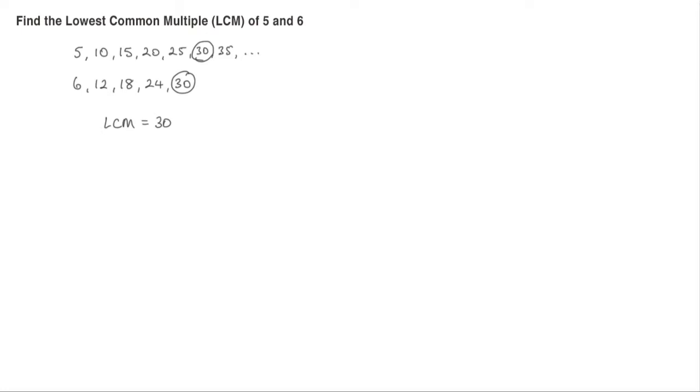Now this method works when we have small values, but when we have larger values, things can get a little bit tricky using this multiple method. So another method we can use is to actually use prime factor trees. So in this example here, we have to find the lowest common multiple of 260 and 56. So let's write out a prime factor tree for 260.